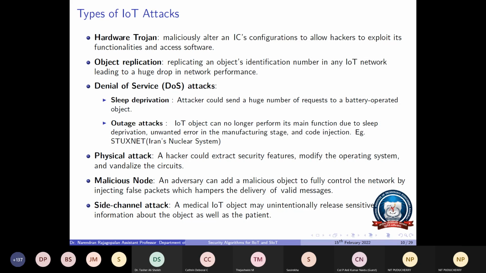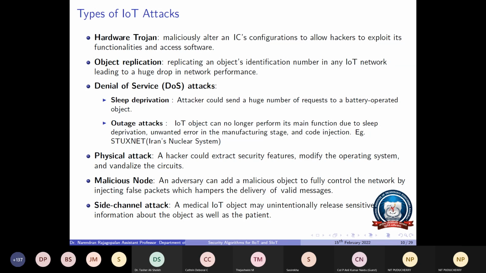Then we have the physical attack, where a hacker can extract the security features, modify the operating system, and vandalize the circuits. Next is the malicious node. With a malicious node, basically, you can try bringing in a node which doesn't work in the interest of all the other nodes, but upon a selfish interest or a predetermined interest, which would hamper or degrade the performance of the actual network.